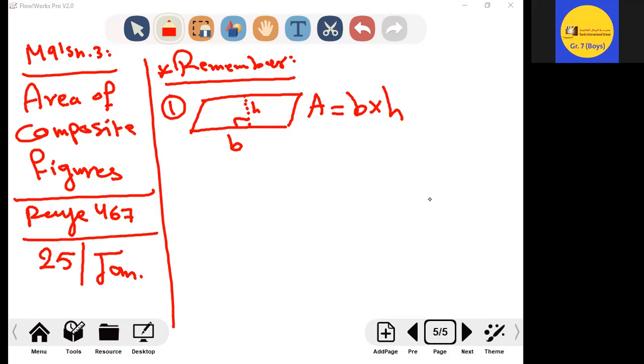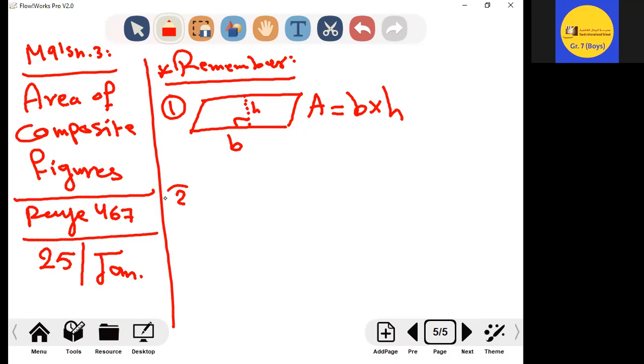Write the formula. You have the figure already, right? You have the figure in front of you. Yeah, mister, you have this, right? Write this beside it only. The second figure is what? Triangle. Let's remember the area of the triangle.